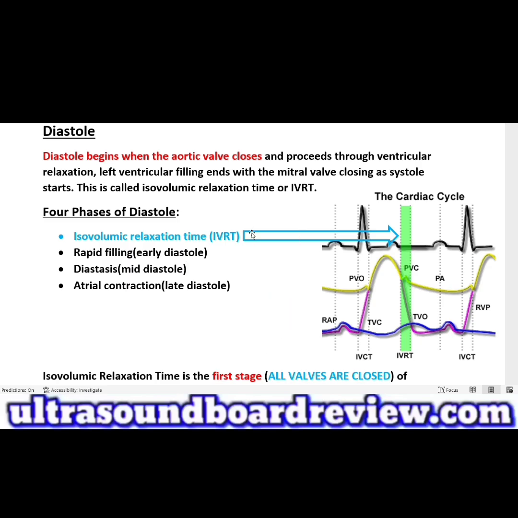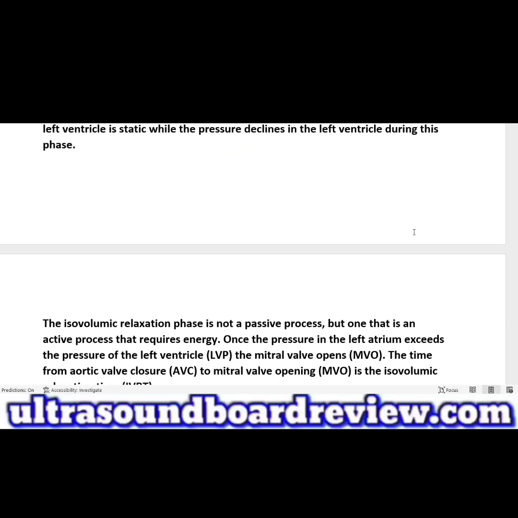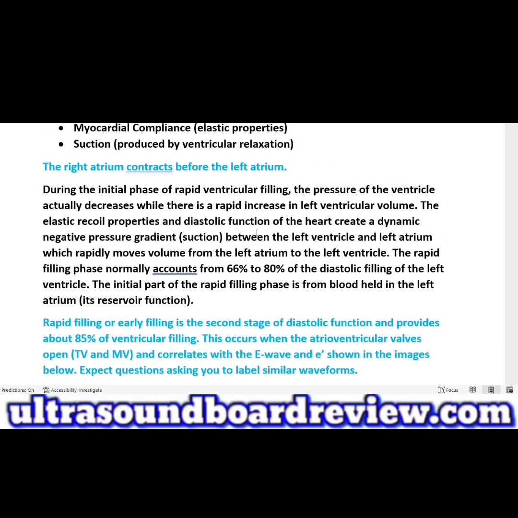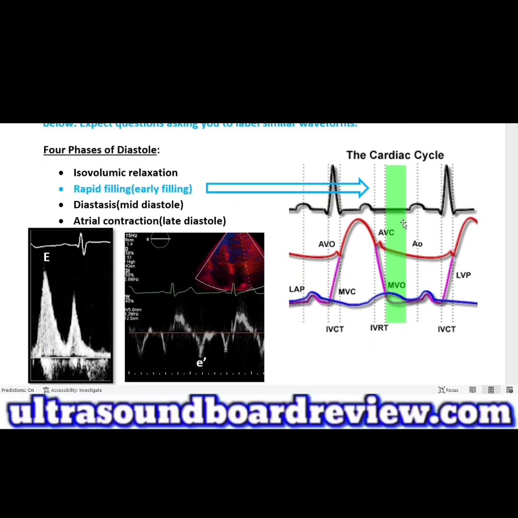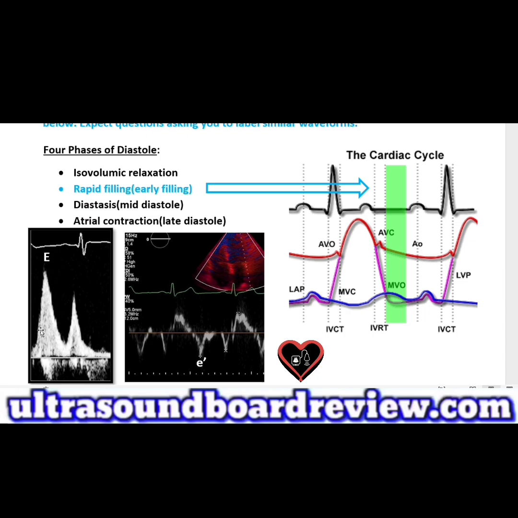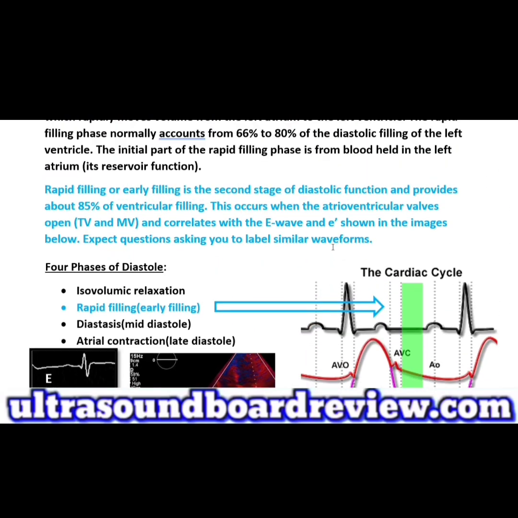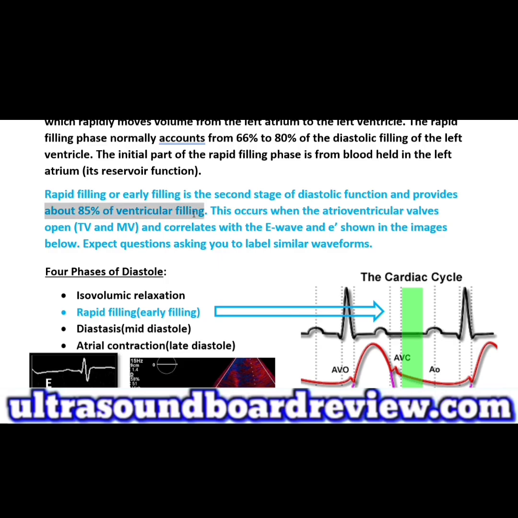Right after IVRT, that's the first stage. Then we're going to have early filling. The second stage of diastole is the early filling. This is also called early filling or rapid filling, or early diastole. If you look at my images here, these spectral Doppler waveforms will correlate with your early filling or rapid filling. This is your E wave, and this is your E prime. This early rapid filling, this E wave, represents the second stage of diastole. This occurs at the same time as your E prime. You'll have to know that that counts for about 85% of ventricular filling.